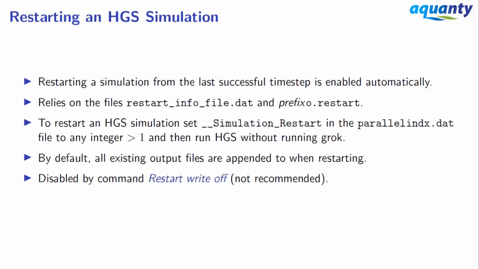Restarting HGS from the last successful time step is enabled automatically. To restart an HGS simulation, you go into the parallel index file and set the field simulation restart to any integer value greater than 1, and then you run HGS without running grok. If you need to update various settings in your model and run grok again, then we recommend starting a new simulation.